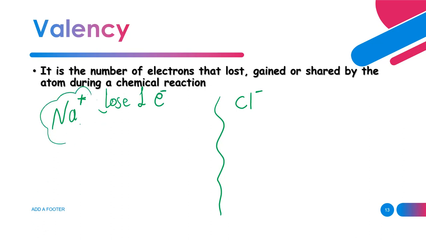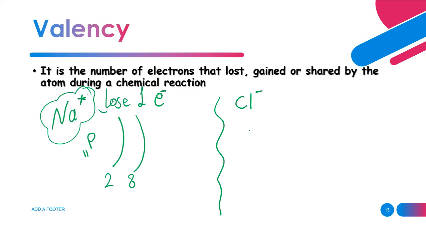Okay, the sodium ion loses one electron. So when I make the electron configuration, I will make it 2, 8. This is the sodium ion. The number of protons here is 11, more than the number of electrons. That's why it's a positive ion.